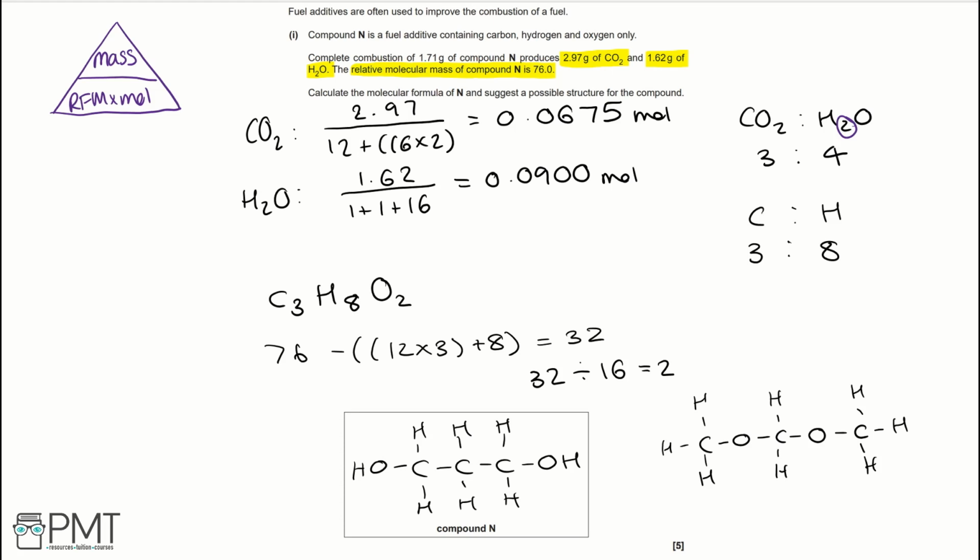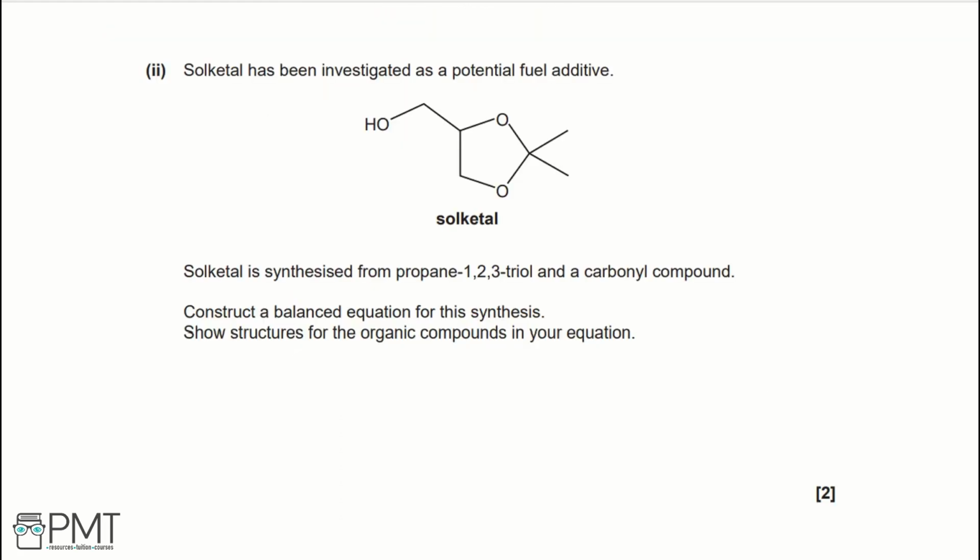of N. Part 2. Sulcitol has been investigated as a potential fuel additive. Sulcitol is synthesized from propane 1,2,3 triol and a carbonyl compound. Construct a balanced equation for this synthesis. Show structures for the organic compounds in your equation.